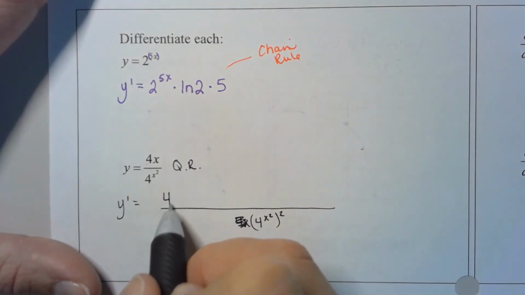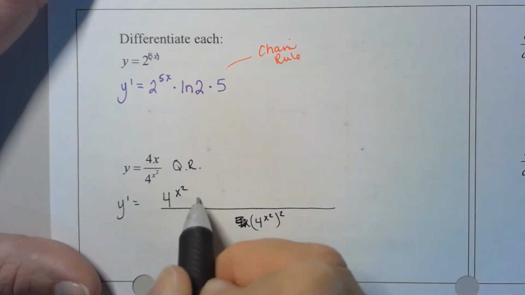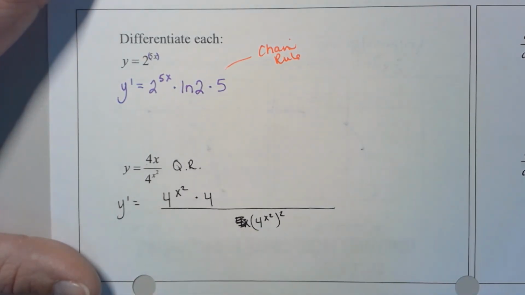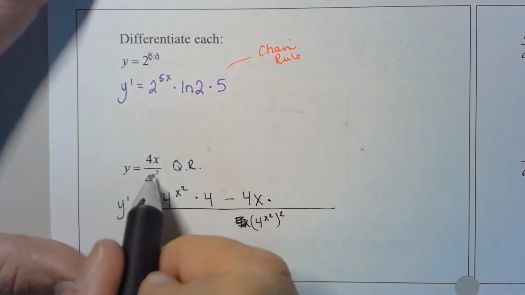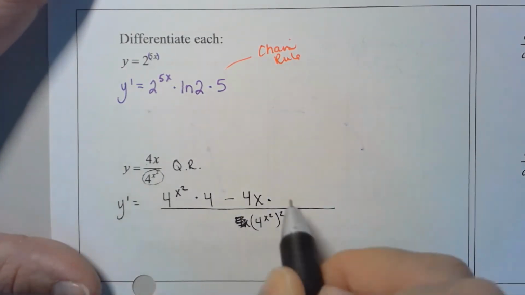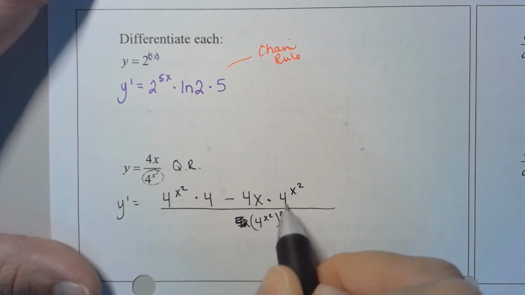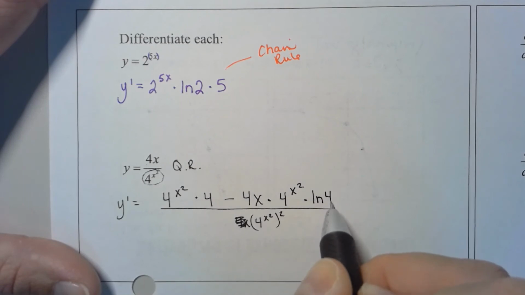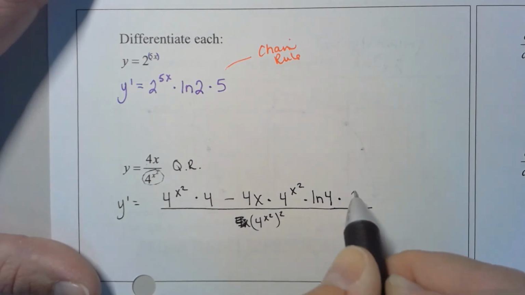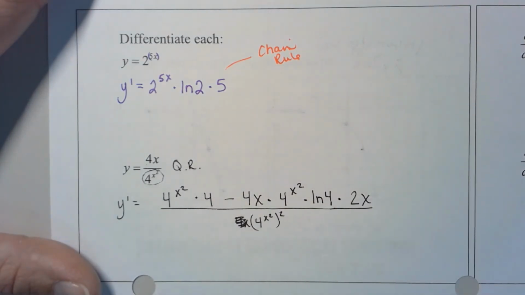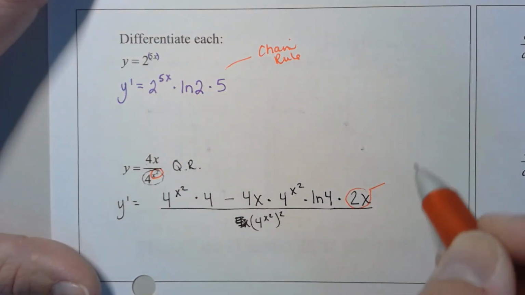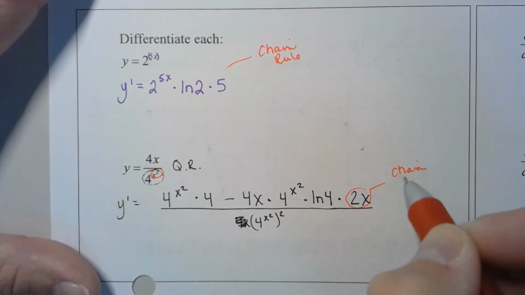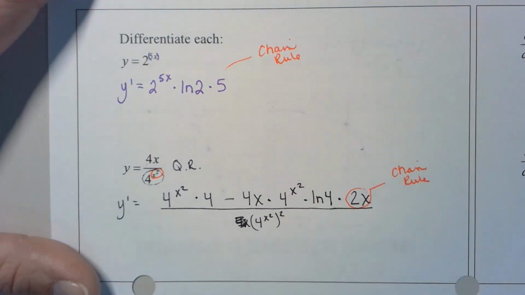We're going to rewrite the bottom, multiply by the derivative of the top, minus the top, times the derivative of the bottom, which is an exponential, so we rewrite it, multiply by the natural log of the base, and then the chain rule says multiply by the derivative of the exponent. There's my chain rule. Woo-wee!